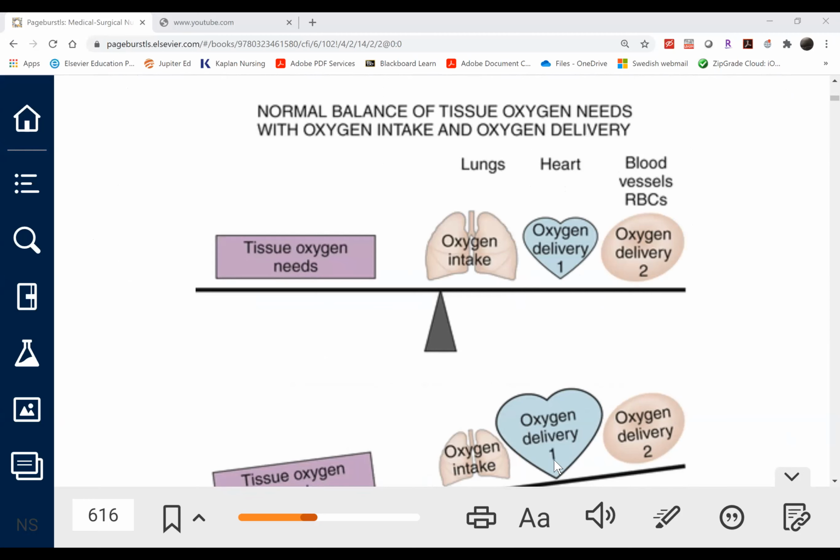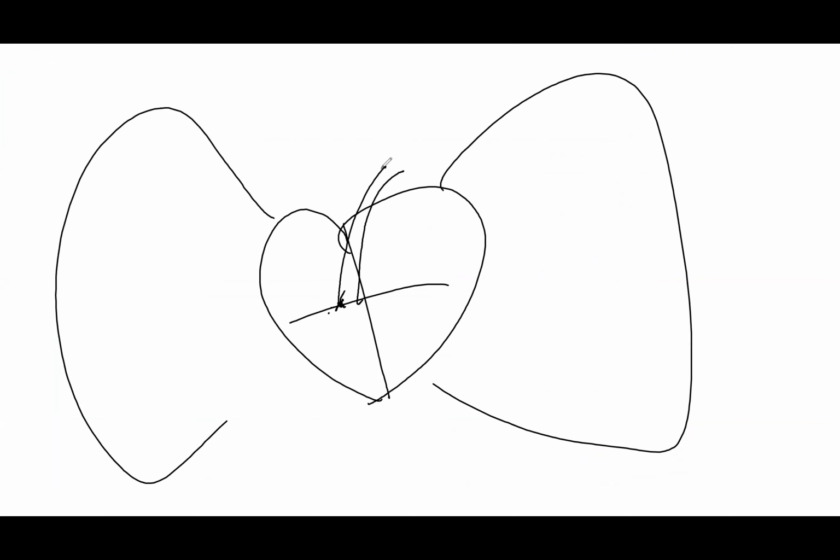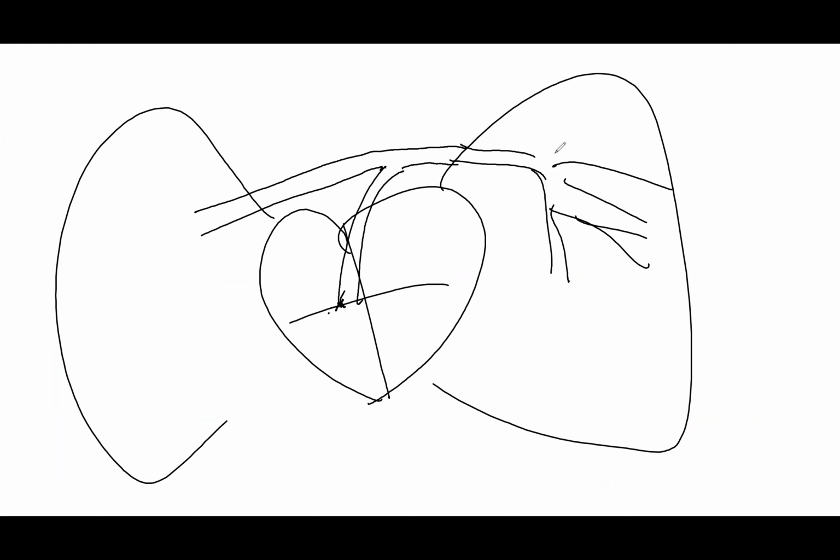So to illustrate, if this is your heart, and this is the right ventricle, your pulmonary artery arises from the right ventricle, correct? And you have the right and the left lung. So this divides into the right and left pulmonary arteries. Okay.